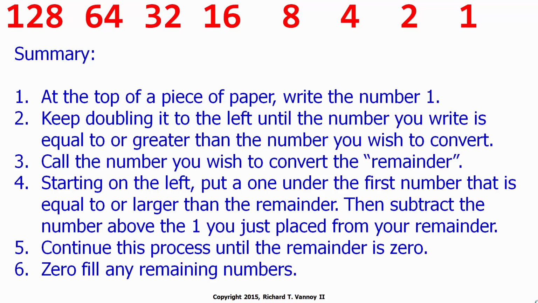So here's a summary if you like a procedure. At the top of a piece of paper, write the number 1. Keep doubling it to the left until the number you write is equal to or greater than the number you wish to convert. So if you wanted to convert 1,000 in decimal to binary, you'd have to double the 128 to 256, the 256 to 512, the 512 to 1024, and that 1024 is larger than 1,000, so we've gone far enough. So if you're going to do big numbers, you have to keep doubling until you get to that big number or something larger. So that's step number 2.